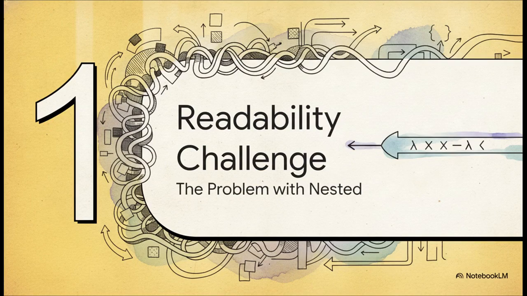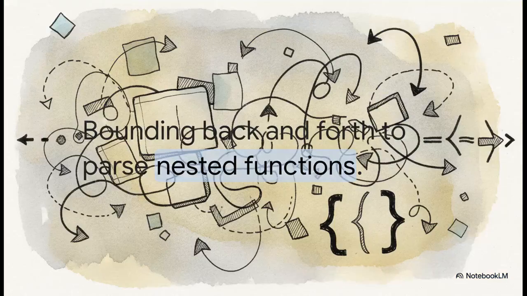Section 1. The Readability Challenge. Okay, let's dive right into this. This brings us to the primary frustration developers face with standard Haskell function composition. And this is exactly what Ang set out to solve. You find your eyes constantly bouncing back and forth just to parse nested functions. Imagine trying to read a simple English sentence, but you have to jump to the very end to read a word, bounce to the middle to catch another word, and then jump all the way back to the beginning just to figure out the subject.